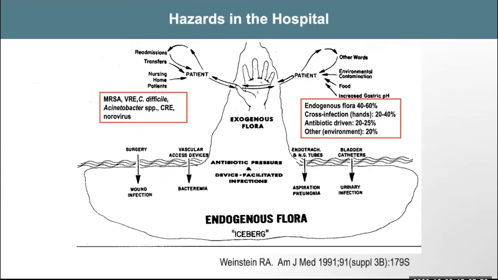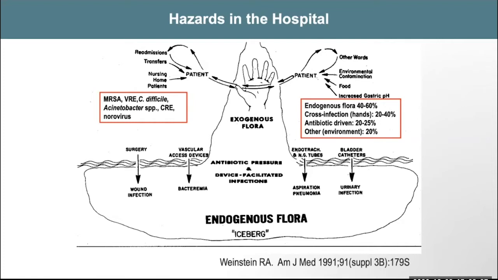Well, this just gives you some demonstration of the problems that we have in hospitals. This is from Bob Weinstein in Chicago, now almost 30 years old. And it really shows that healthcare-associated infections really are much like an iceberg. Most of them come from the organisms that we have on our body and our skin. Then those organisms gain entry into the patient through surgery, wound infections, vascular access devices, bacteremia, through putting people on breathing machines and getting pneumonia, and bladder catheterization and urinary infections.